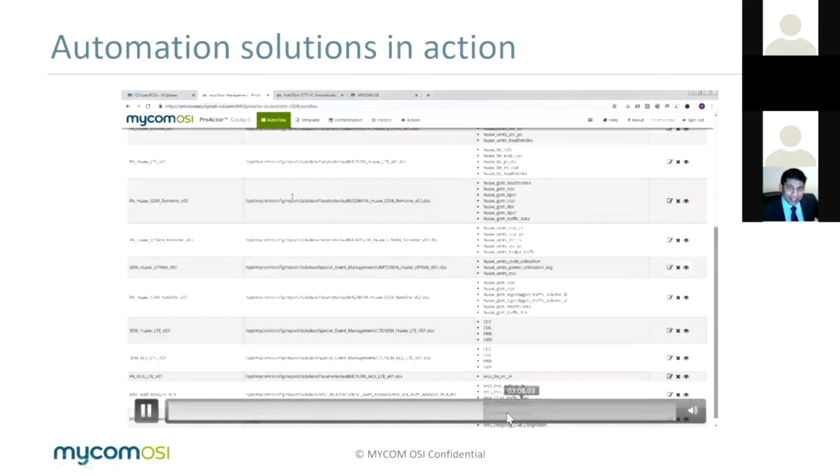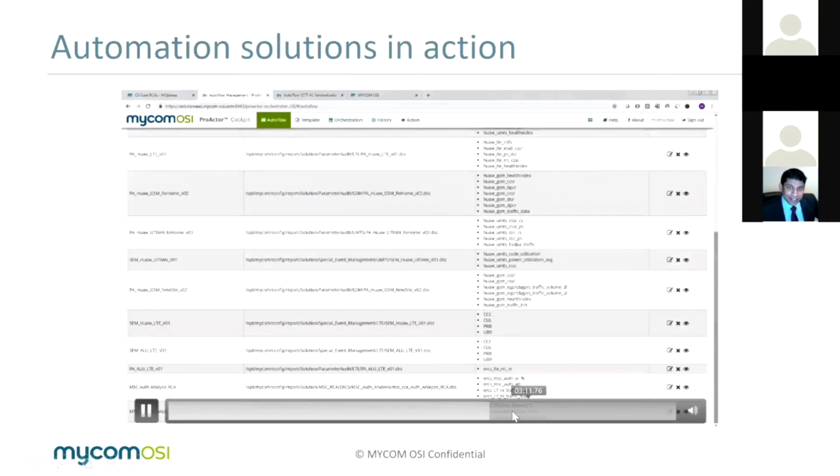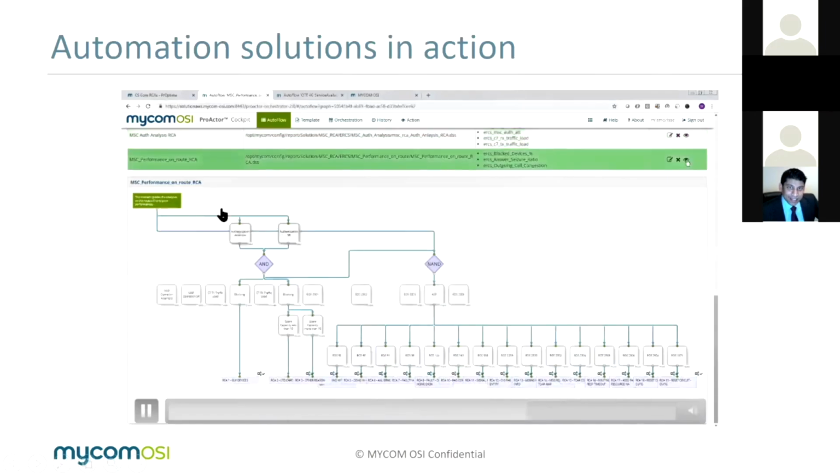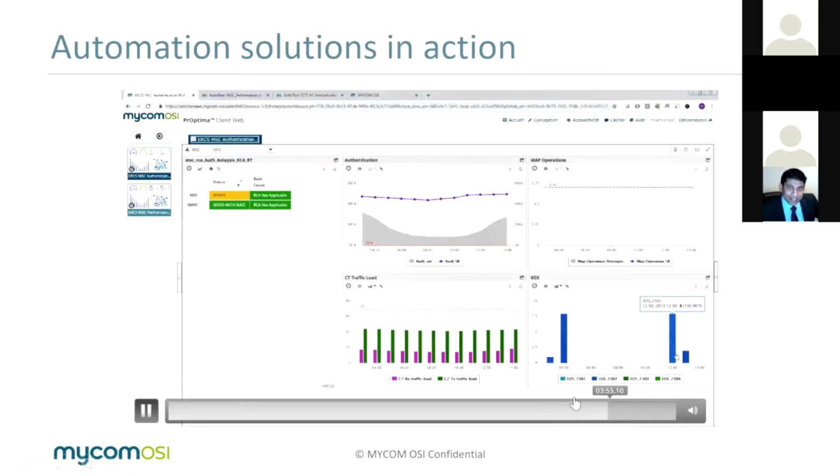And over here, I'm showing you an example of a CS core and PS core autoflow, where, as I mentioned in my slides earlier, this is a typical example of an autoflow that's modeled over here. We are showing you the MSC performance and the authentication autoflows, which can be triggered in real time in order to look at the various different EOS codes to identify the root cause of the problem on MSCs or GGSNs or SGSNs or serving gateways and so on, the evolved packet core as well. So that's all the end-to-end automation solutions that we've got.